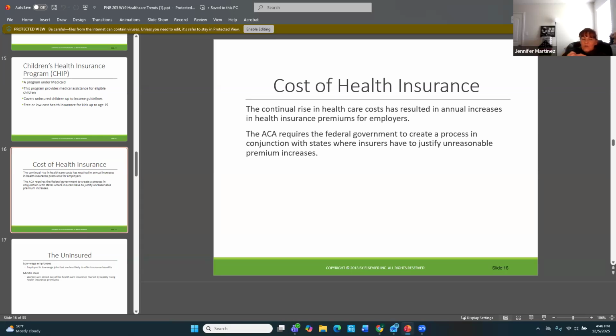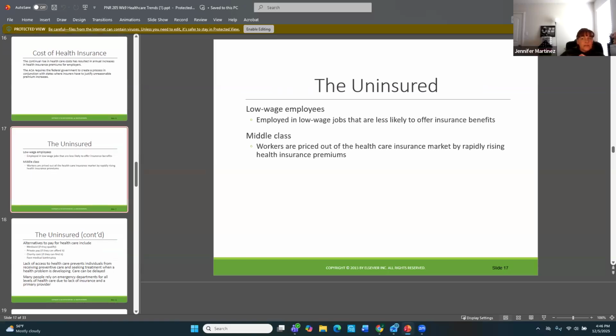So if your health insurance wants to increase your rates significantly, they do have to justify why they're increasing the rates as high as they are. So we'll talk about the uninsured next.